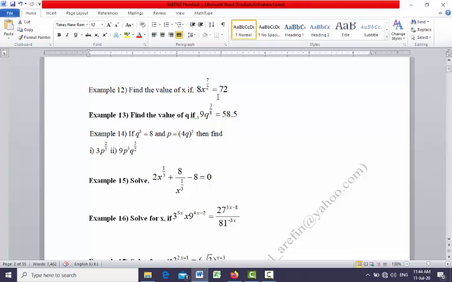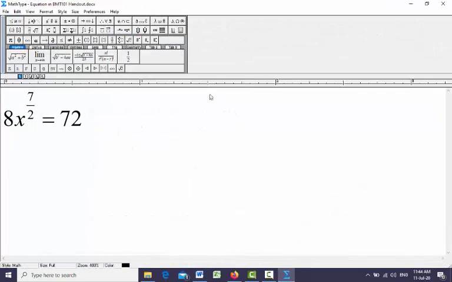Now we will solve this one. So here the question is asking, find the value of x. Example number 12 is asking, find the value of x if 8x to the power 7 by 2 is equal to 72. Right. So let's solve this one.